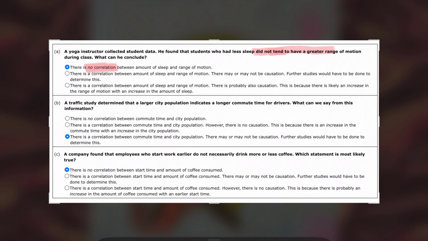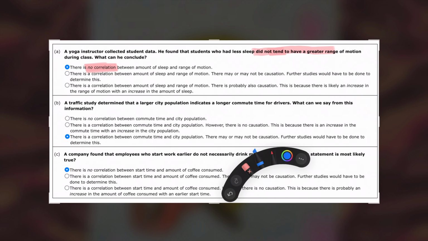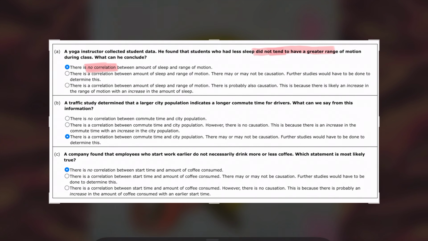A traffic study determined that a large city population indicates a longer commute for drivers. Okay, that makes sense, right? A larger city population, if you have more people in a city, it's going to take longer to get to work, right? Traffic, okay? So we would say there is a correlation, but you always pick the one that says there may or may not be a causation. We don't know for sure if that's the reason that it's causing a longer commute time, okay?